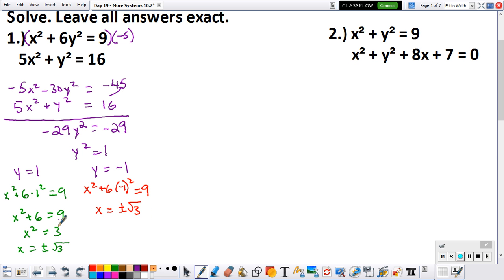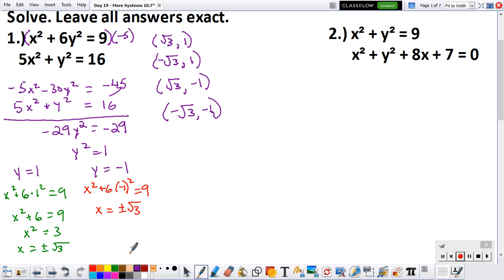And they are, first from the green, I've got √3, comma 1, and -√3, comma 1. And then from the red, I've got √3, comma -1. And also from the red, I've got -√3, comma -1. And those are the 4 solutions for problem number 1.